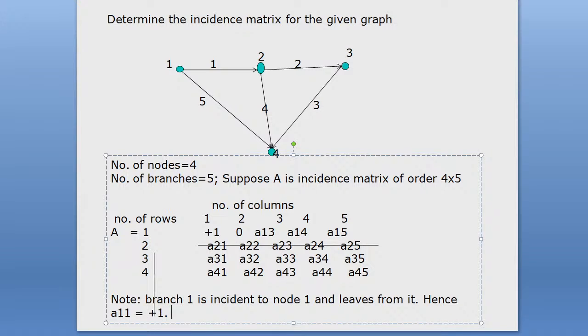Next, branch 2 is not incident to node 1. Write Branch in capital letter. Branch 2 is not incident to node 1. Therefore, A12 equal to 0.